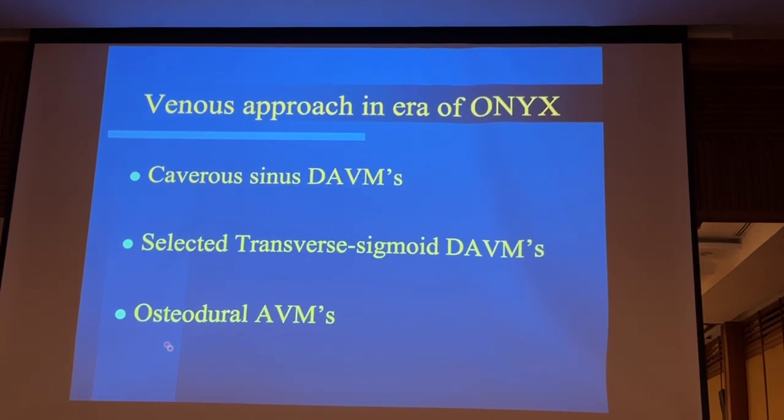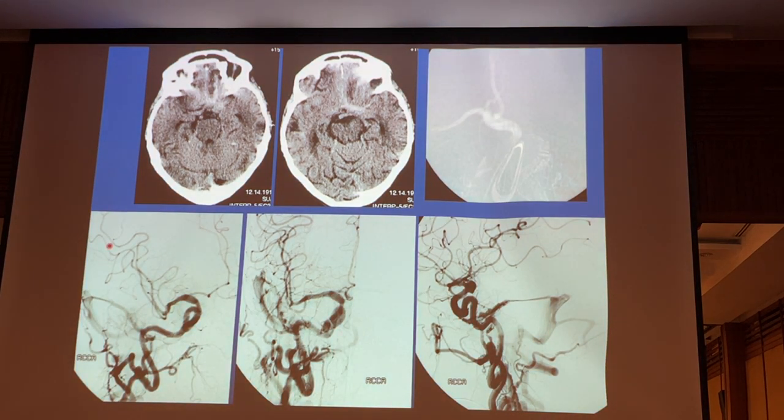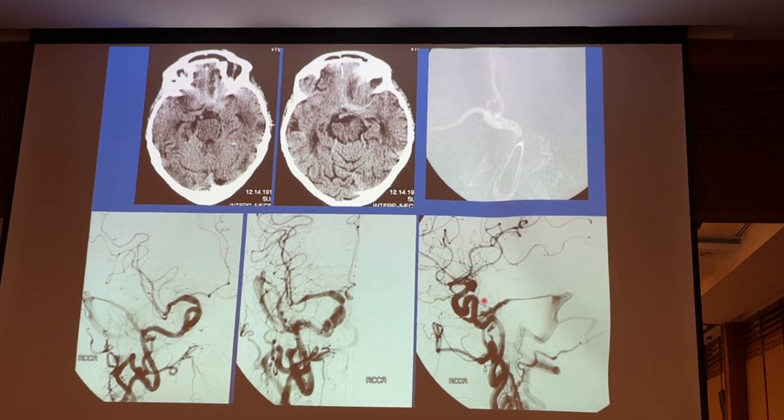AV shunt and osteodural AV shunts. And I'd like to show you a few unusual cases where we did transvenous approaches. This is an elderly patient who presented with a subarachnoid hemorrhage, and you can see the shunt is in the middle cranial fossa. And it was so difficult to catheterize. You can see the catheter position in the brachiocephalic artery, and the catheterization was almost impossible, even to get to the internal carotid artery.